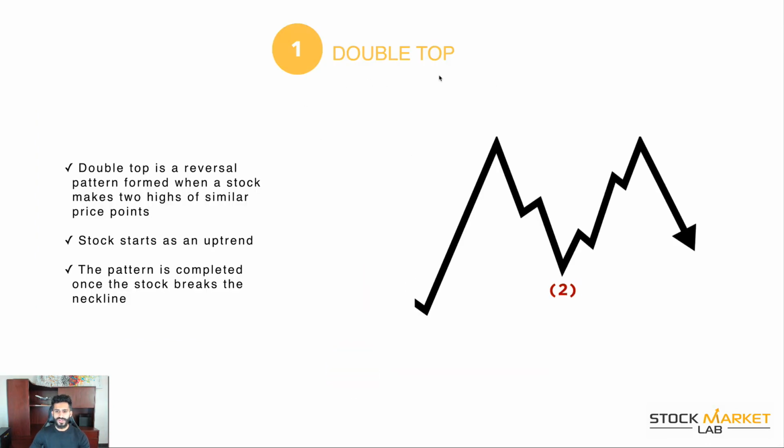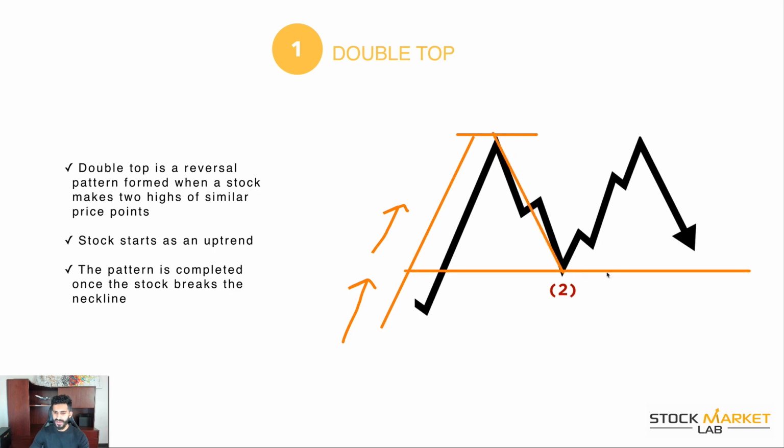So what is a double top pattern? A double top is a reversal pattern formed when a stock makes two highs of similar price points. The stock starts with an uptrend. Once it goes on an uptrend, it hits the first top and pulls back to something called a neckline. This right here is called the neckline. Very, very important level, the neckline.